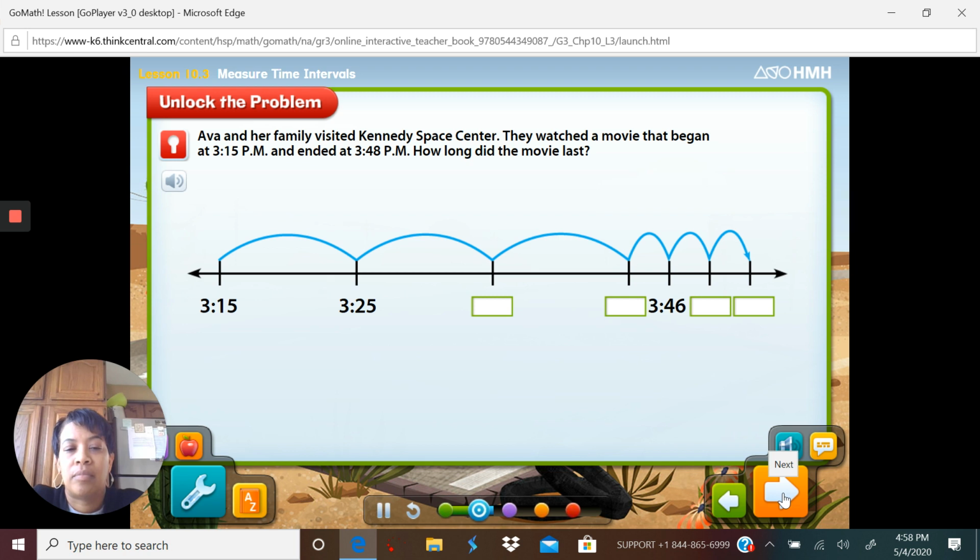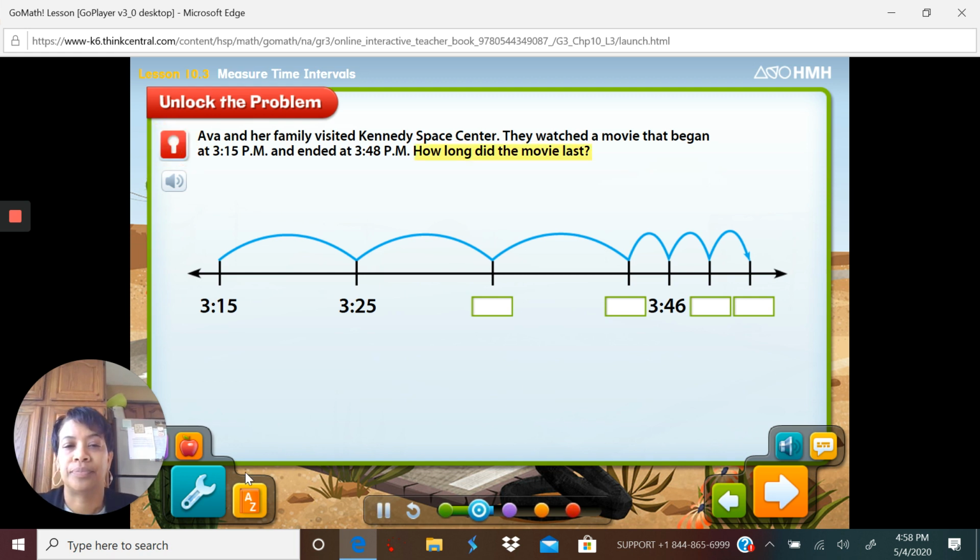Let's unlock the problem. All right, so again, Ava and her family visited the Kennedy Space Center. They watched a movie there. It started at 3:15 and it ended at 3:48 p.m. It says, how long did the movie last? Here's a strategy that they're going to show you in order to find out how much time went by using a number line.